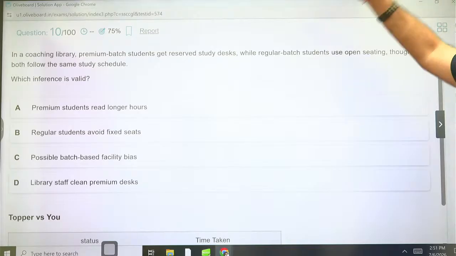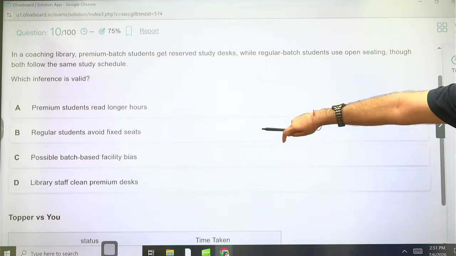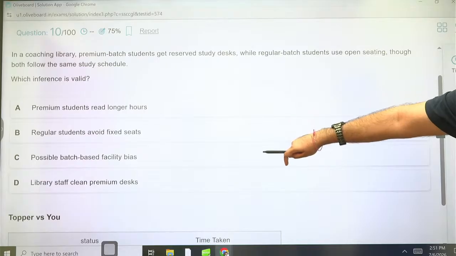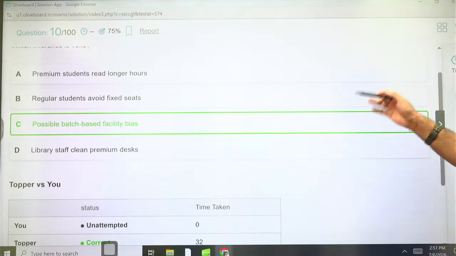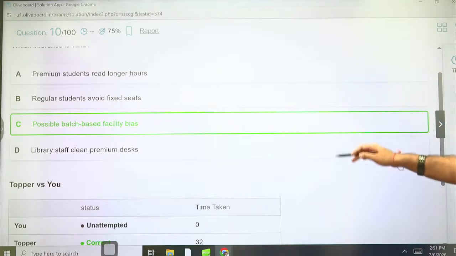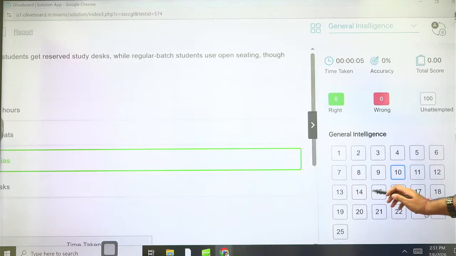So which inference is valid? Premium students read longer hours? No. Regular students avoid fixed seats? No. Nothing of that sort is mentioned here. Possible batch-based facility bias? Absolutely right. So that's there, because the more the amount, the more premium you are, and the more possibility of you getting a fixed seat. 32 seconds. Option C is the right answer.